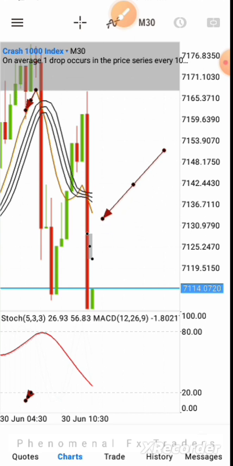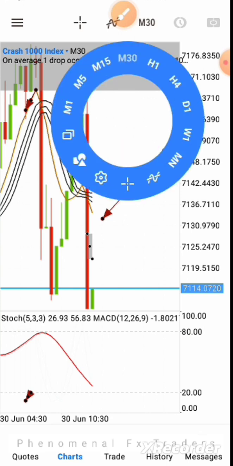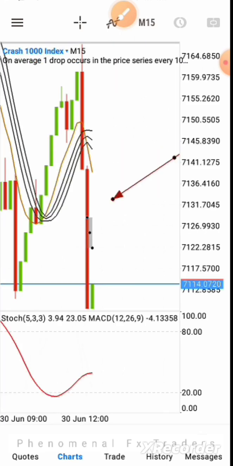So you must always confirm the trend. You can go to the 30-minute time frame to check. You can go to the 15-minute time frame to check. Even on the 15-minute time frame, look at that spot here. It was bearish. So there was no way you could easily make money buying Crash at that time. I don't know if you understand my explanation, guys.